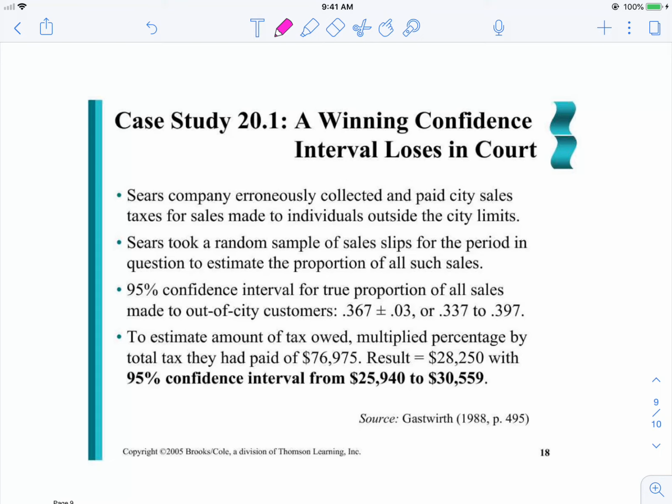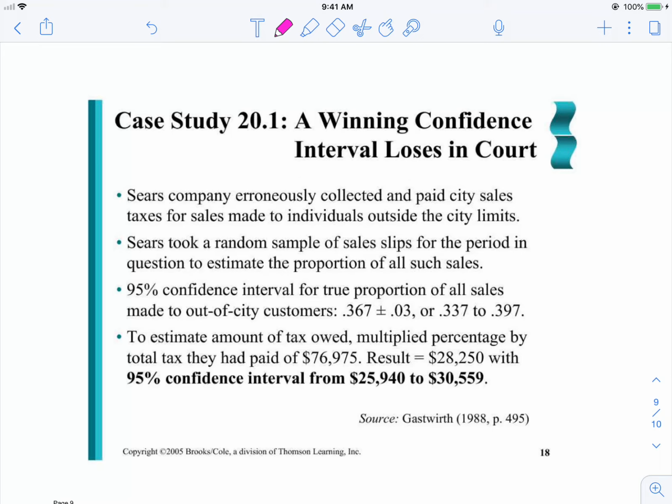The Sears Company erroneously collected and paid city sales taxes for sales made to individuals outside the city limits. So that's kind of like in Allegheny County, where we have an extra 1% sales tax as opposed to the rest of Pennsylvania being 6%, except for some counties in Philadelphia. So if you were to buy something in Washington County, you're only charged 6% sales tax, but if it's at a store in Allegheny County, you're charged 7%.